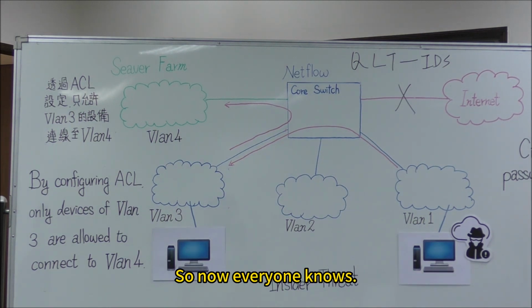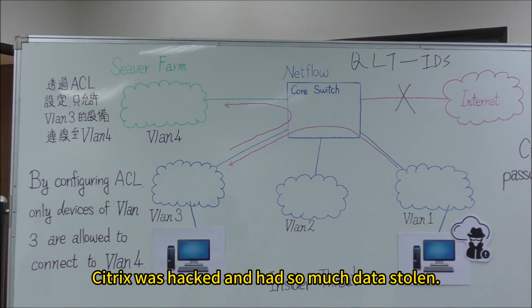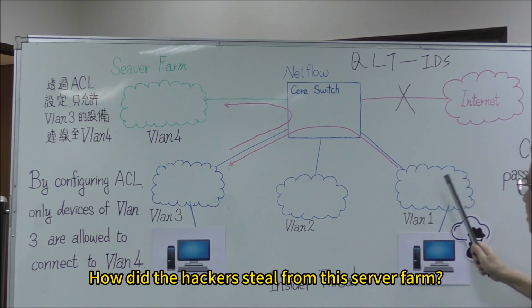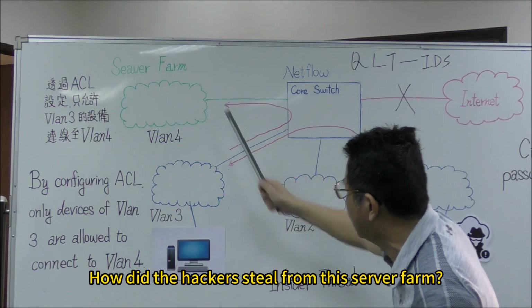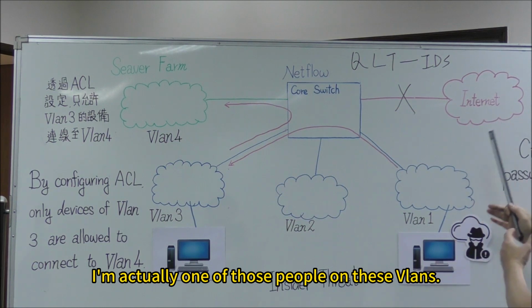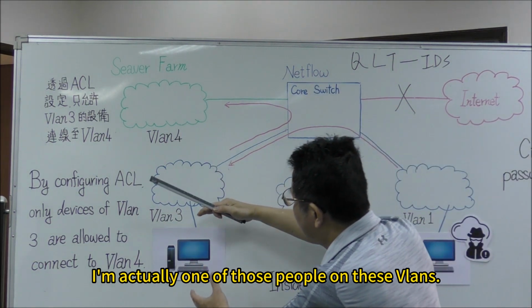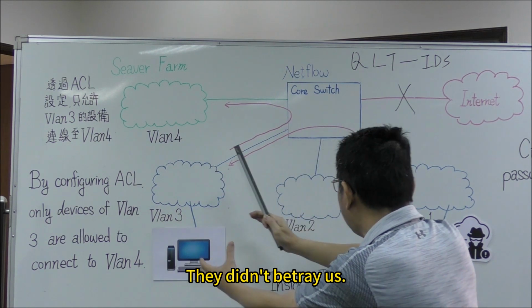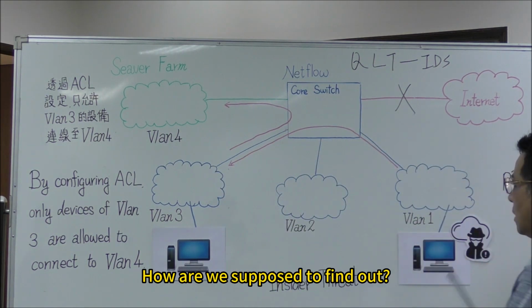So now everyone knows Citrix was hacked and had so much data stolen. How did they cause internal threats? How did the hackers steal from this server farm? I'm actually one of those people on these VLANs. Only important people have access, unless these people betrayed us. If they didn't betray us, how are we supposed to find out?